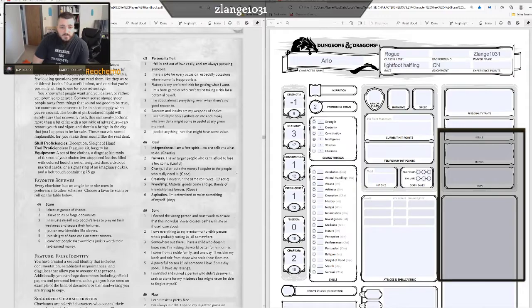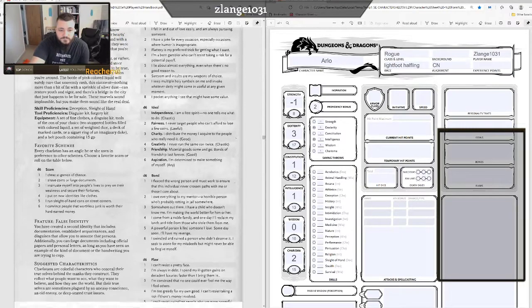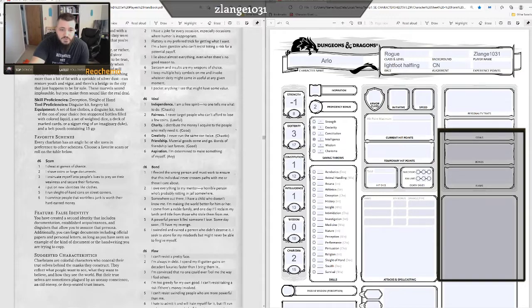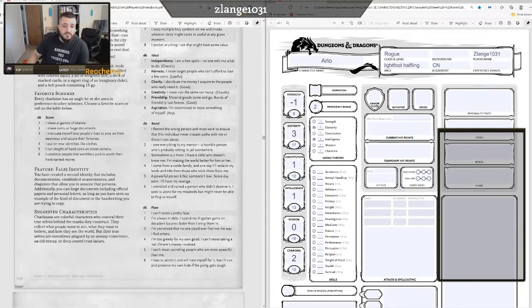You got your basic equipment, which can change. You have schemes that you can pull out. Every charlatan has an angle he or she uses in preference to other schemes. Choose a favorite scam or roll on the table below. Just how you are a charlatan, basically. Feature: false identity. You have created a second identity that includes documentation, established acquaintances, and disguises that allow you to assume that persona. Additionally, you can forge documents, including official papers and personal letters, as long as you have seen an example of the kind of document or the handwriting you are trying to copy.